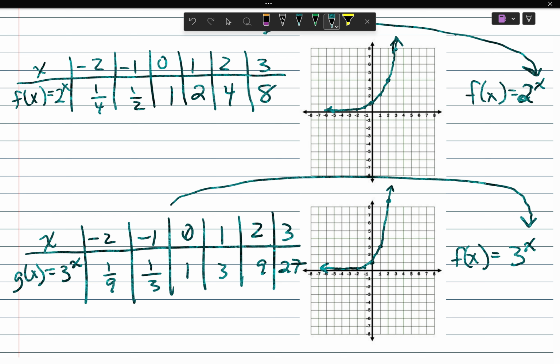other one. So again, the domain is from negative infinity to positive infinity, and the range going from bottom to top is from 0 to infinity, not inclusive of 0.